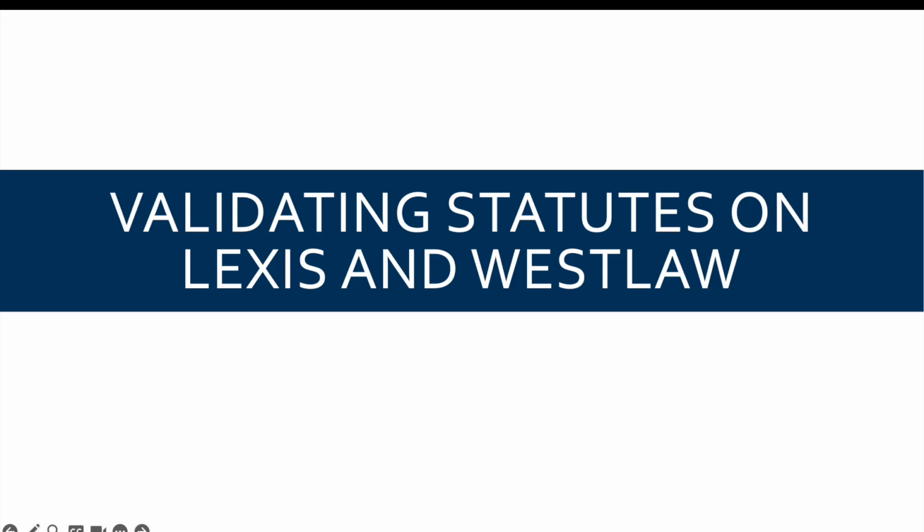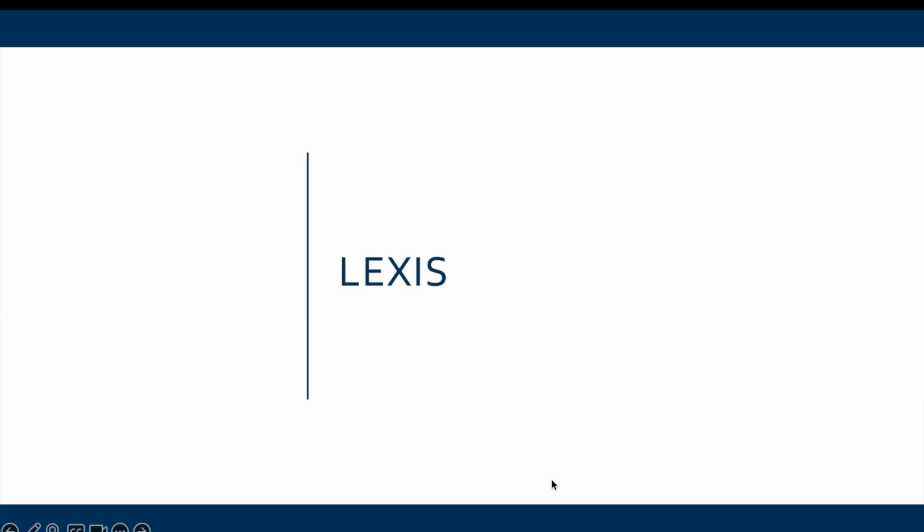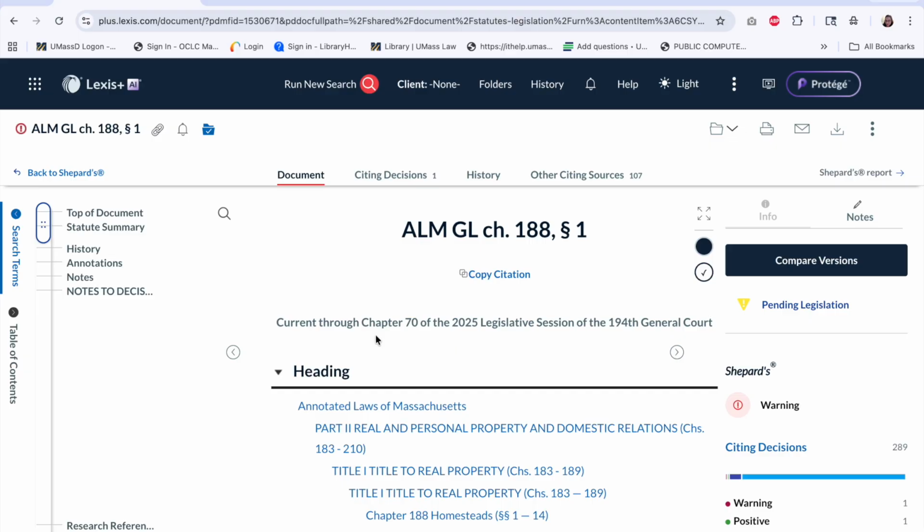Assuming you have your client file, you've created a research plan, and you've already found a statute, we are going to start with the statute, Massachusetts General Law, Chapter 188, Section 1. Let's start with Lexis. We first want to look at the treatment of the statute. Just like with cases, we will be looking for flags and signals. In Lexis, we can look at the panel on the right and we will see a brief summary of the treatment. I can see here that it has a red warning signal.